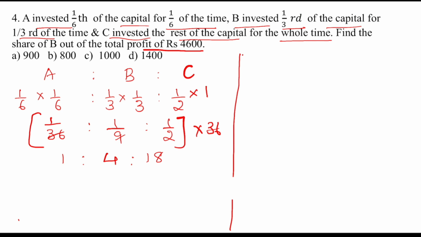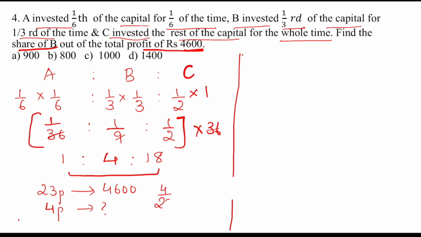So what will be the profit of B? We know that the total profit is 4,600, it is given. So total parts in the ratio is how much? It is 18 plus 4 is 22 plus 1 is 23. So 23 parts is equal to 4,600. Then what is the share of B? Share of B is 4 parts. So 4 parts is how much? It will be 4/23 into 4,600.